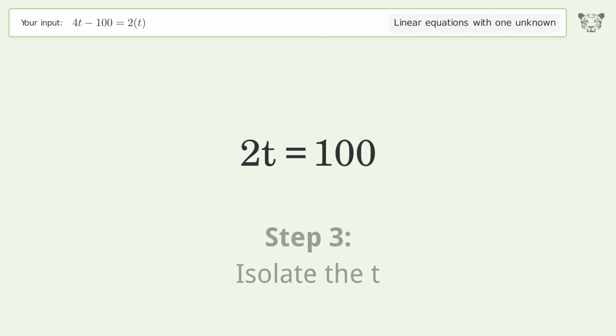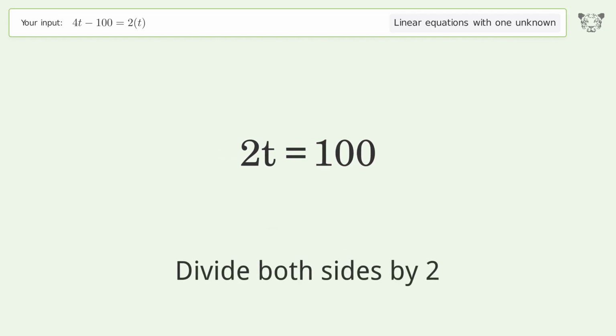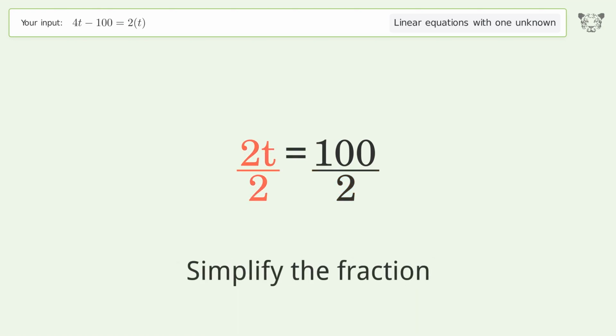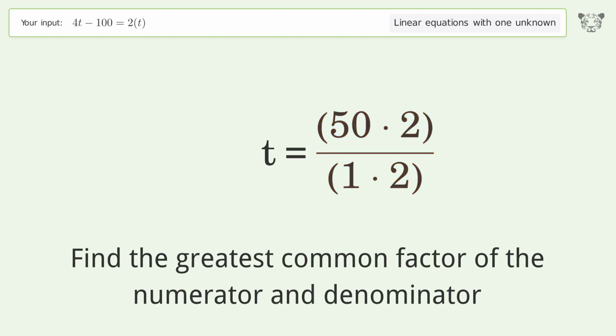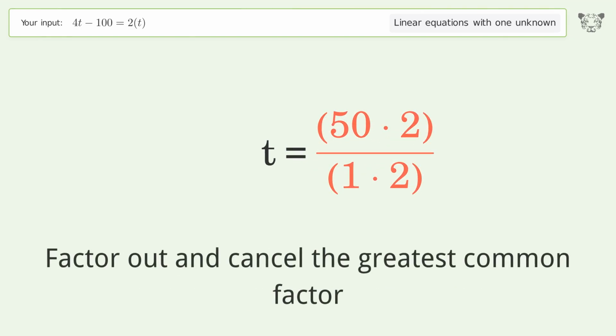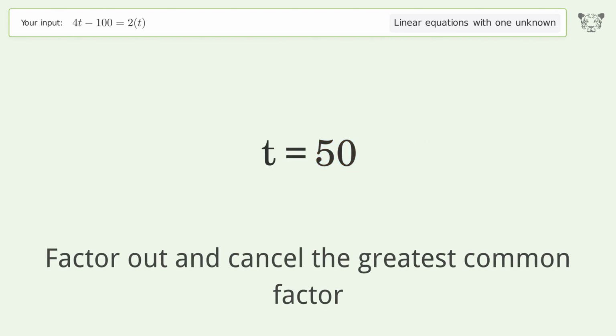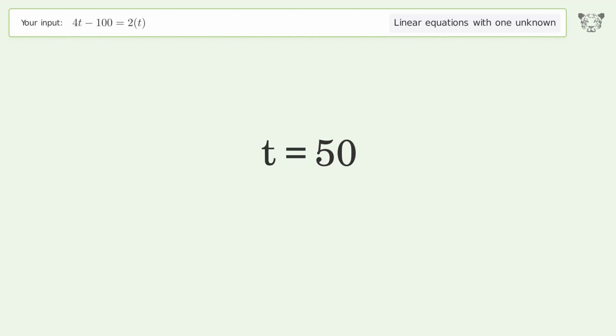Isolate the t. Divide both sides by 2. Simplify the fraction. Find the greatest common factor of the numerator and denominator. Factor out and cancel the greatest common factor. And so the final result is t equals 50.